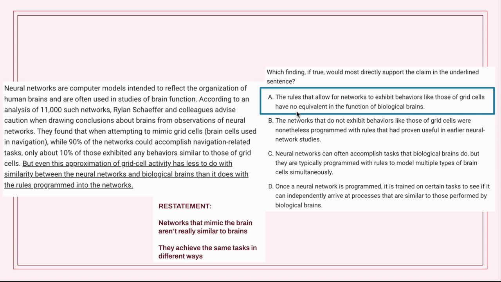So A, I think, is the simplest one and the clearest one. It clearly says that the rules do let the networks be like grid cells, but they don't actually have an equivalent function in the brain. They're a different set of rules that can do the same thing, but you won't find those same rules in the biological brain. So it's a little complicated, but if you summarize the entire idea here, that the networks and the brain are different and the rules guiding them are different, I think that's enough to go through the answer choices and eliminate them until you get to A.